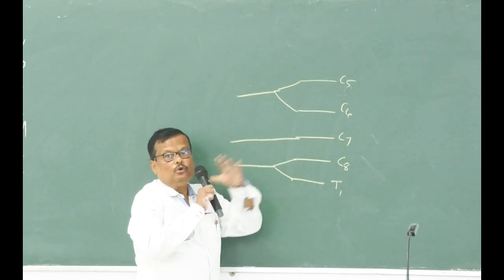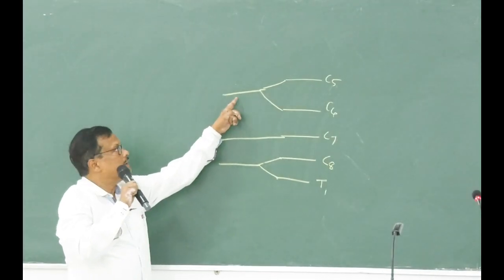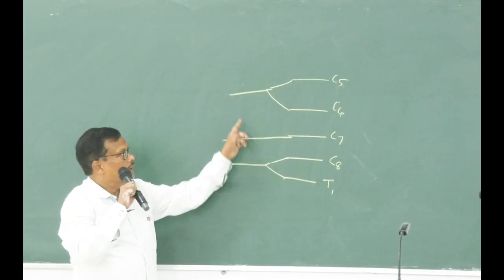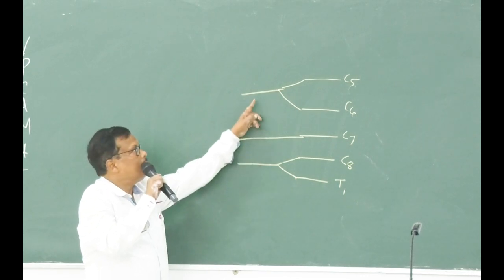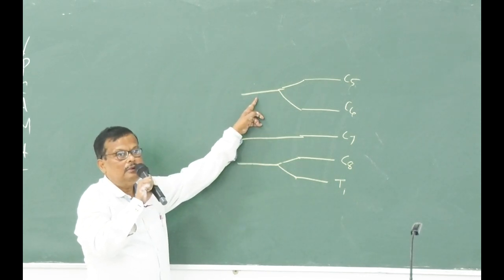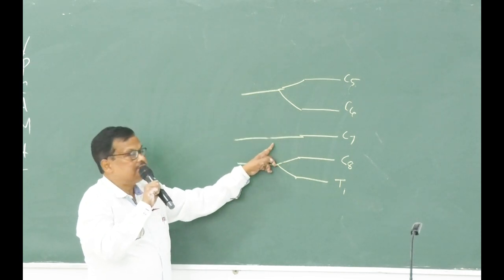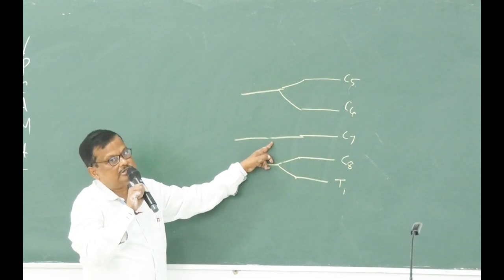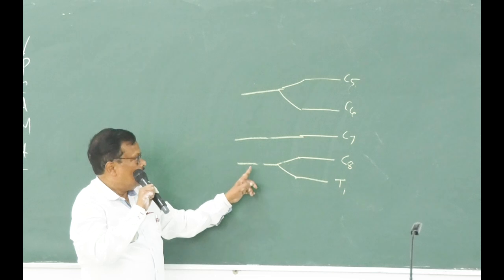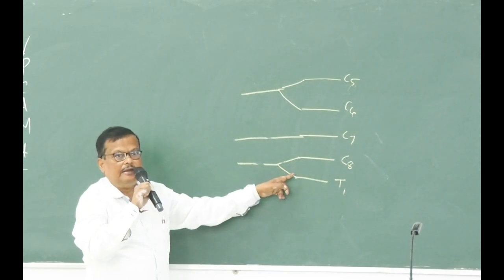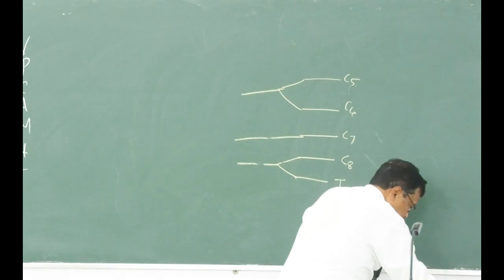What is it? Roots. এটা কি? Trunk. এটা কি trunk? Upper trunk. এটা middle trunk, এটা lower trunk. Upper trunk is formed by joining of the C5 and C6 roots. Middle trunk is a continuation of the C7 root, and lower trunk is formed by the C8 and T1 root. Then it divides into two divisions.